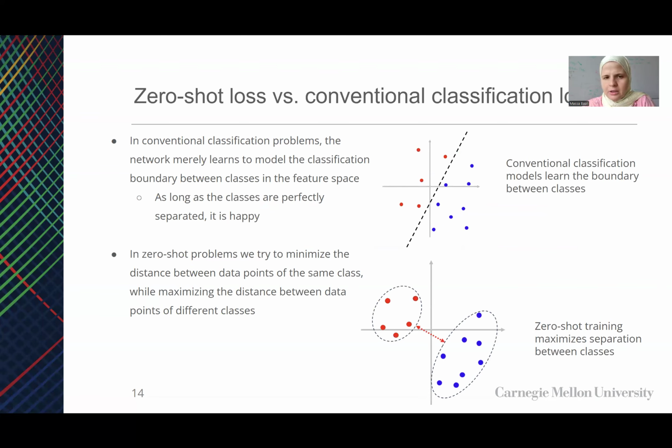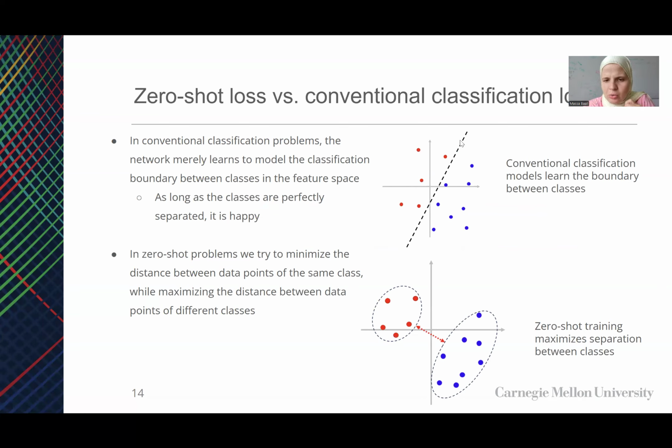In the conventional classification problems, the network actually merely learns to model the classification boundary between two classes in the feature space. So as long as the classes are perfectly separated, then it's happy. You can see that there's a classification boundary. But in the zero shot problem, you try to minimize the distance between data points of the same class while maximizing the distance between data points of different classes.